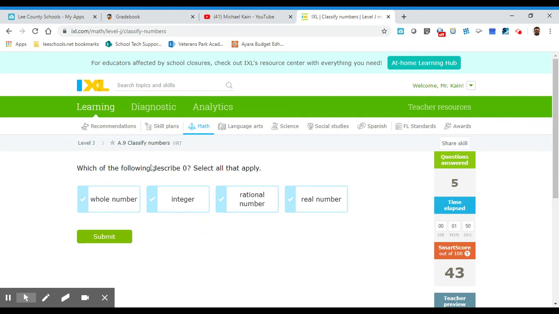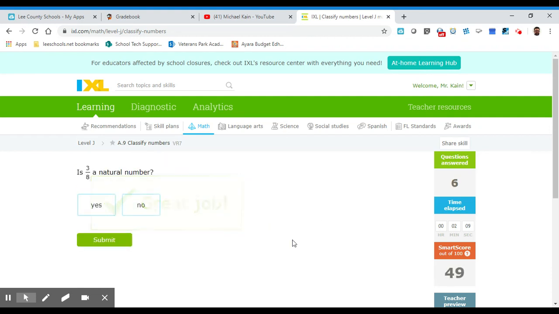Positive numbers. What is 0? Is 0 an integer? Yes. Is it a whole number? Yeah, I believe so. This could be wrong. I'm not sure. I don't remember if 0 is a whole number, interestingly enough. Is it rational? It is rational, and it is a real number. So I believe it's all of these. Okay, is 3/8 a natural number? No, it cannot be plotted on a number line starting at 0 going forward.